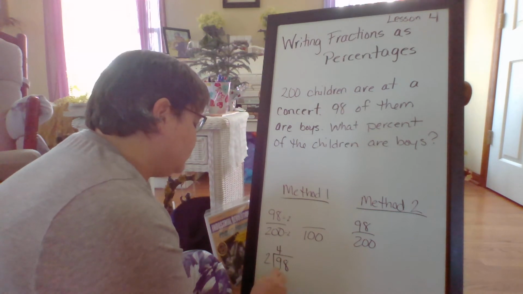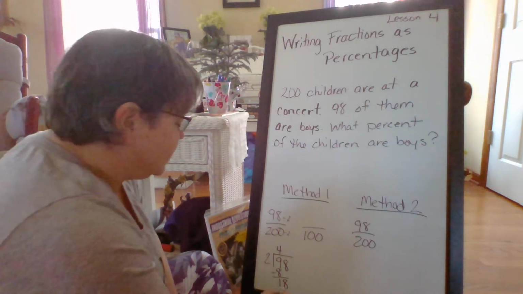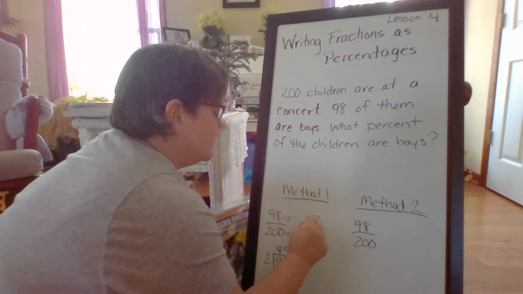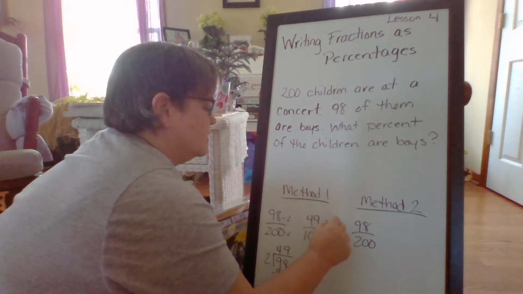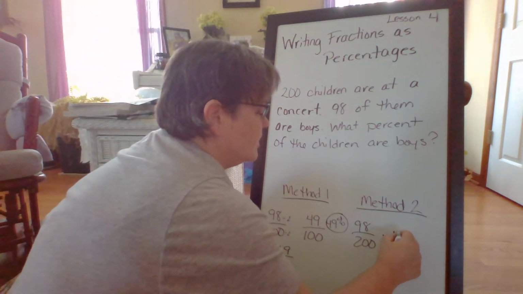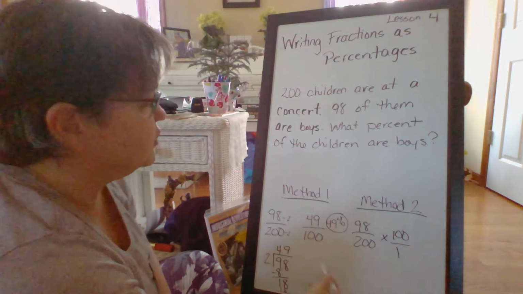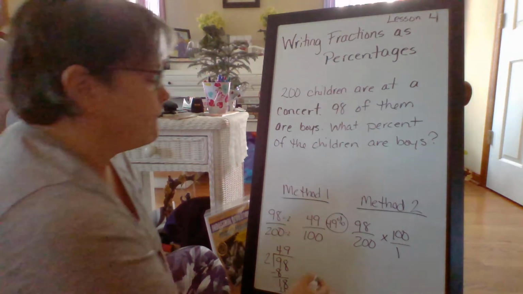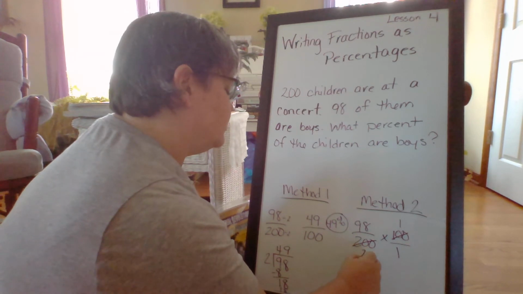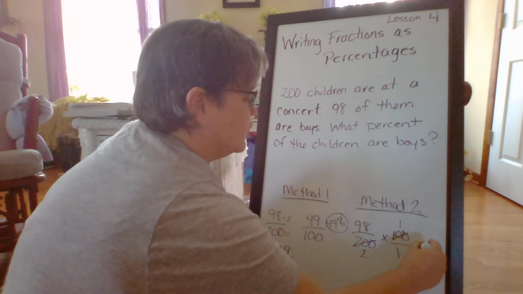I'm going to say 4 times 2 is 8. I'm going to subtract and bring down. You see all that? 2 into 18 is 9, with no remainder. So I have 49% here. That's my answer. Of course, on the other side, I'm going to say 98 out of 200 times 100%, or 100 over 1. I'm going to reduce, knowing that 100 will go into 100 once and 200 twice. So this all becomes 1. 2 into 98 is 49%.